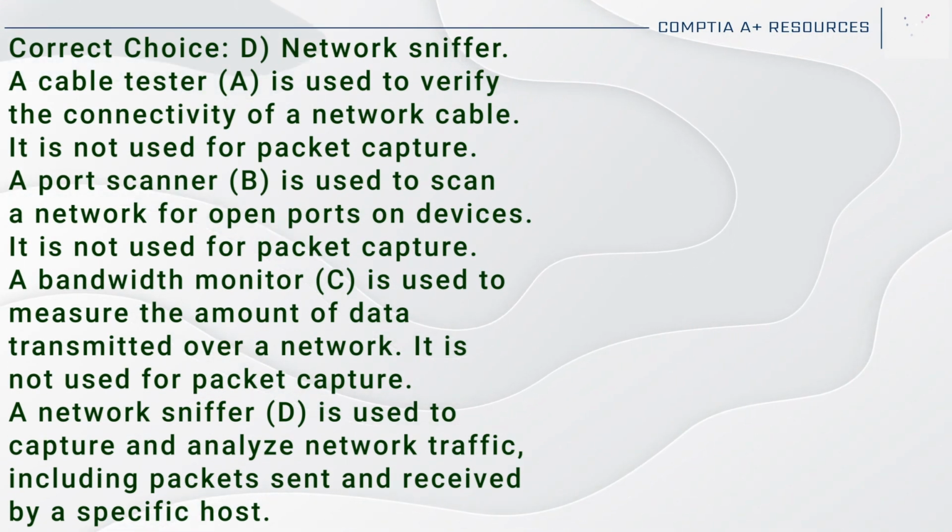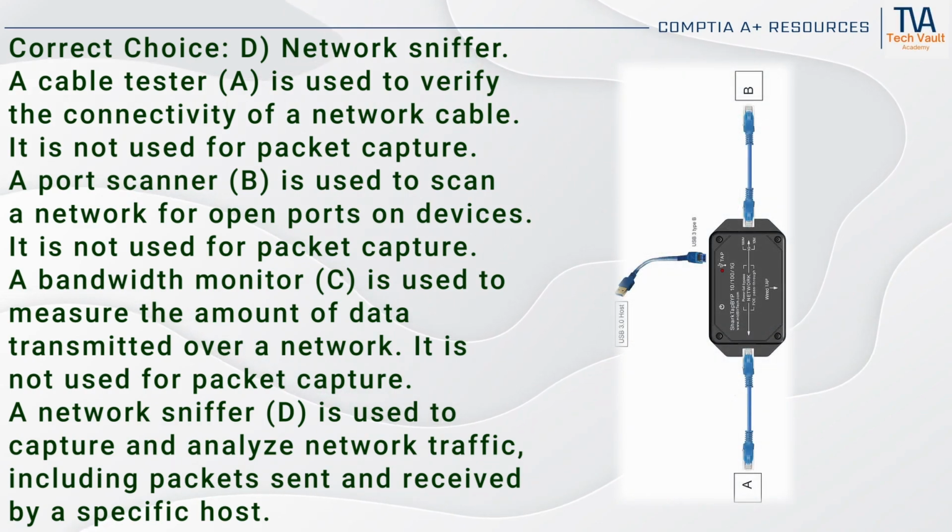Correct choice, D. Network sniffer. A cable tester, A, is used to verify the connectivity of a network cable. It is not used for packet capture. A port scanner, B, is used to scan a network for open ports on devices. It is not used for packet capture. A bandwidth monitor, C, is used to measure the amount of data transmitted over a network. It is not used for packet capture. A network sniffer, D, is used to capture and analyze network traffic, including packets sent and received by a specific host.